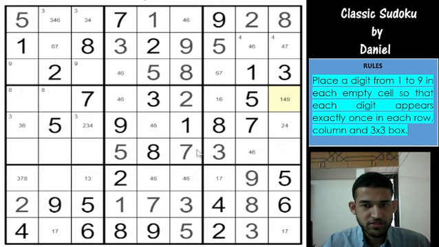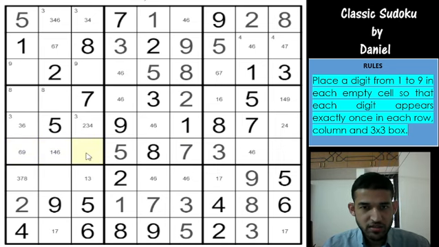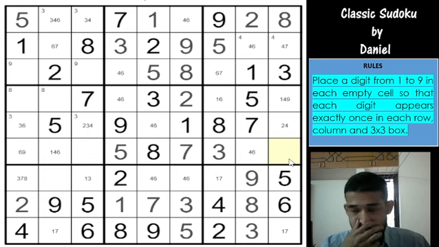We haven't focused much on row 6, right? 3, 5, 7, 8. Remaining digits are 1, 2, 4, 6 and 9. So 1, 2, 4 can't be in column 1. So that's 6 and 9. 2 and 9. So this is 1, 4, 6. 1, 2, 4 and 9. And okay, too many possibilities.